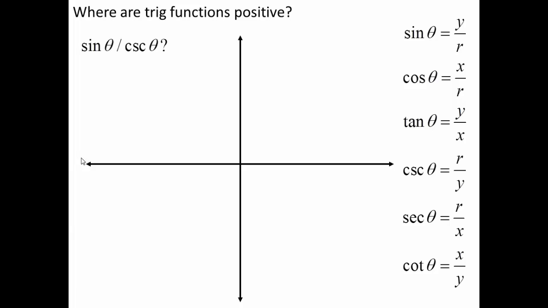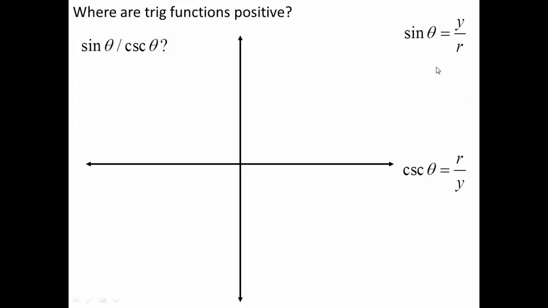So, first question, where are sine and cosecant positive? Well, sine and cosecant are defined purely in terms of y and r. R is always positive, so the only way for sine and cosecant to be positive is if y is also positive, because if y is negative, a negative over a positive would be negative. So if y is positive, then sine is positive. If y is positive, then cosecant is positive.